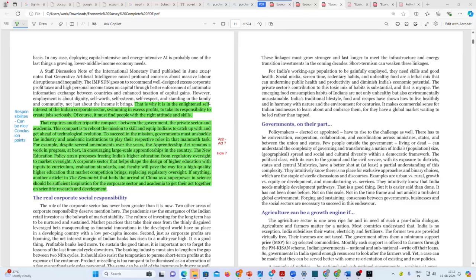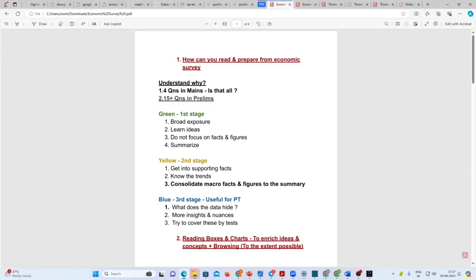So I just read it wherever. I don't focus on the data, I don't focus on the facts and figures. I just keep on proceeding like that. I end up finishing an entire chapter. So now what next after I finish a chapter? After I finish a chapter, I'm just simply going to summarize, nothing else. Okay, so I'll just take a new notebook for the economic survey. So let's say I have read an entire chapter.